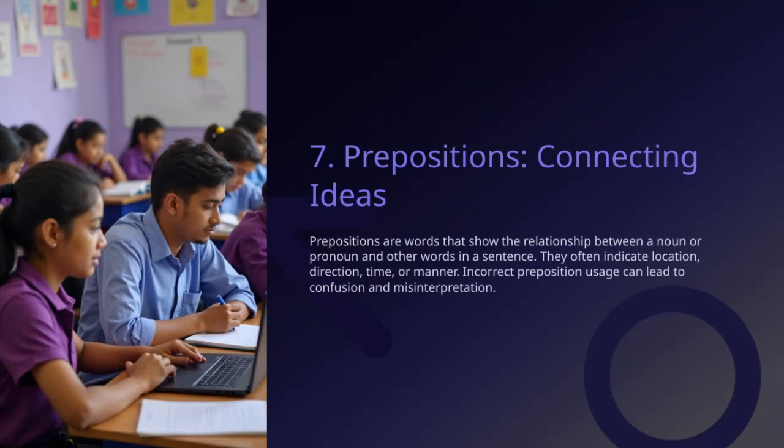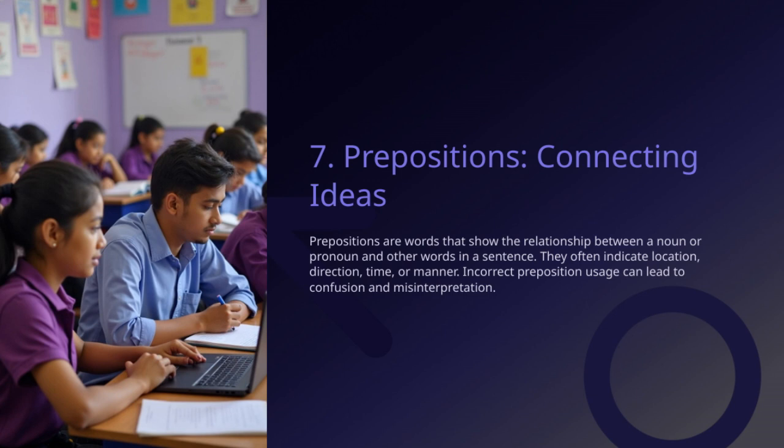Prepositions are words that show the relationship between a noun or pronoun and other words in a sentence. They help us understand how different parts of a sentence connect. Often, prepositions indicate location like on, in, or at. They can also show direction, such as toward or into, as well as time, like before or after. Additionally, prepositions can express the manner in which something is done, for example, by or with.